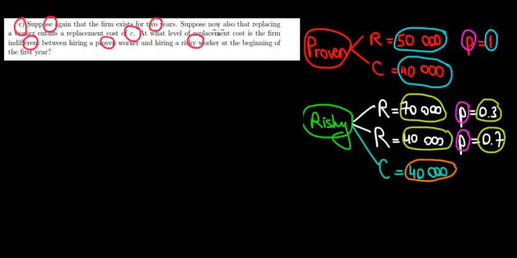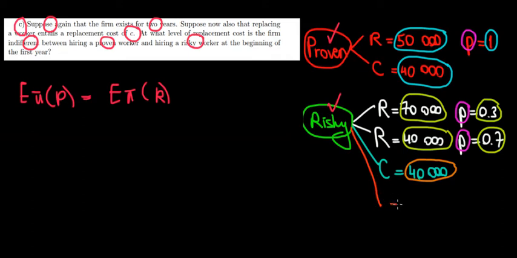Now, when we think about indifference, we know that the firm must have the same expected profit from hiring a proven worker or a risky worker, meaning that the expected profit of hiring the proven worker must be equal to the expected profit of hiring the risky worker, and we already calculated this data. The only thing that changes in this question is that besides everything that we have over here, we will also incur a certain cost C of replacing the worker, because there is a probability that the risky worker will generate less money than the proven worker, and we are going to change that.